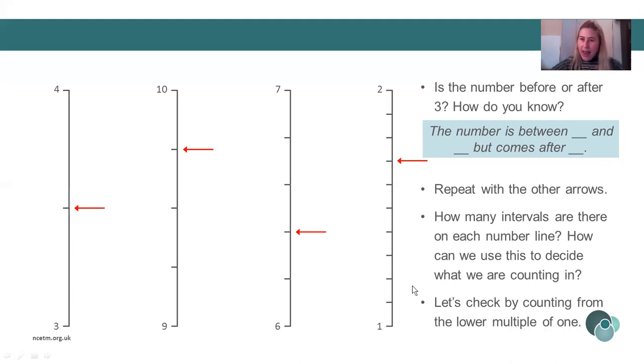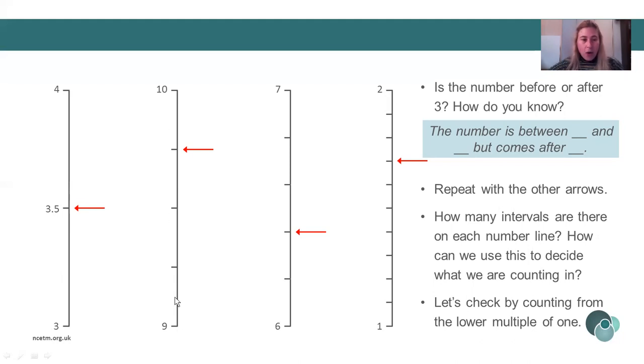Okay, now we can check what the value of the different arrows is by counting from our lower multiple of 1. So hopefully you thought that because we've got 2 equal groups, we were counting in groups of 5/10. So we would need to count 3, 3 and 5/10, 4. Now that would work, wouldn't it? Okay. So let's repeat for this one.